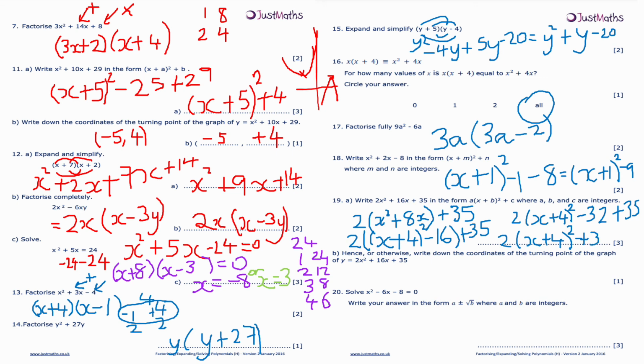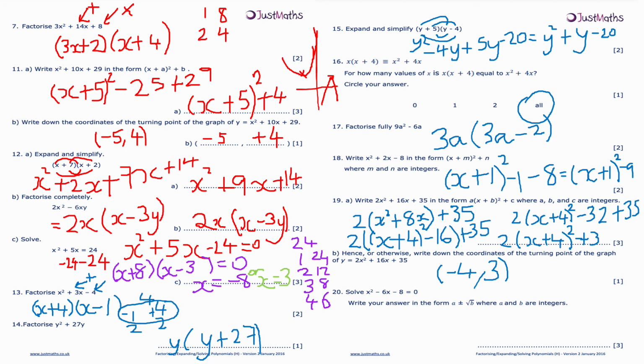For part B, hence or otherwise, write down the coordinates of the turning point of the graph y equals 2x squared plus 16x plus 35. Well, it's going to be minus 4 and positive 3. So it's the opposite sign for the x value and it's the same sign for the y value.